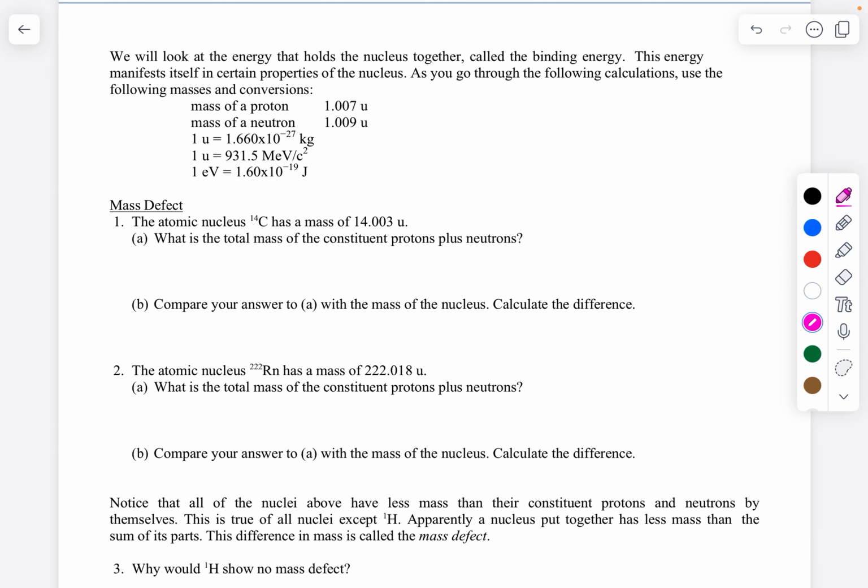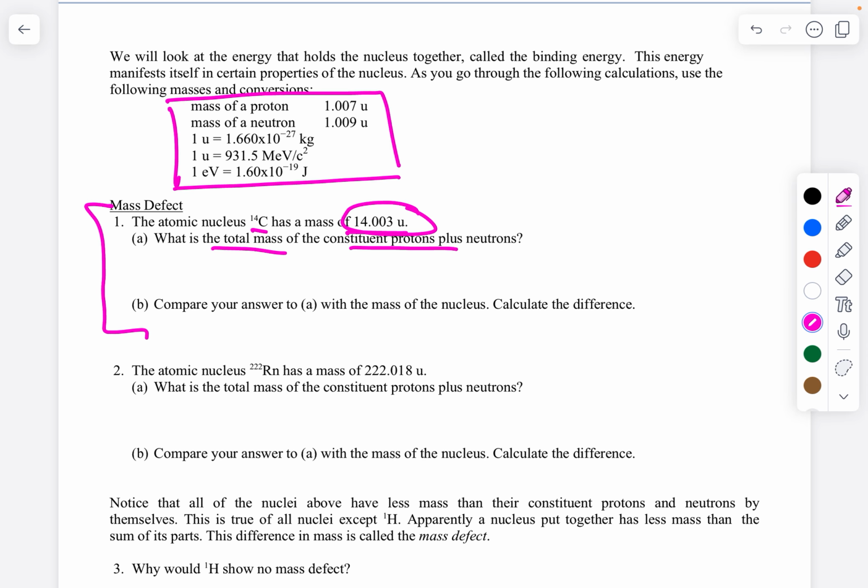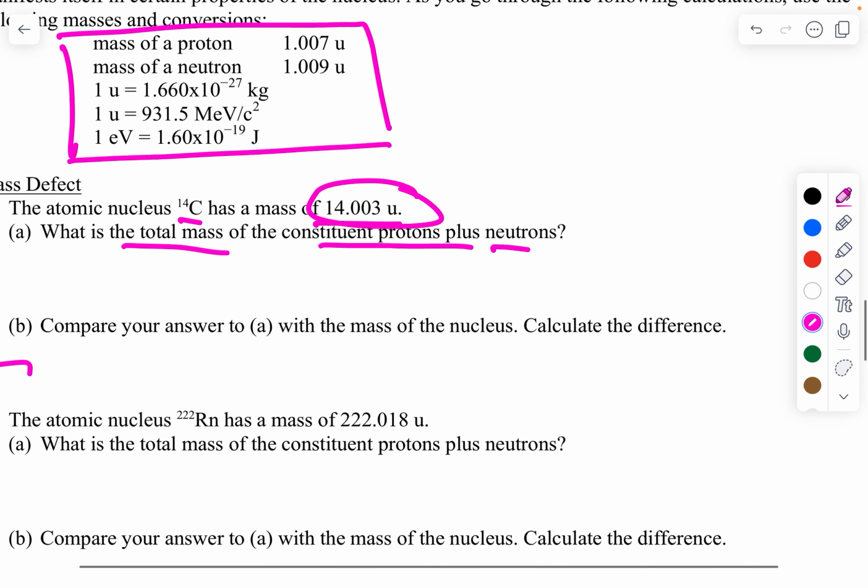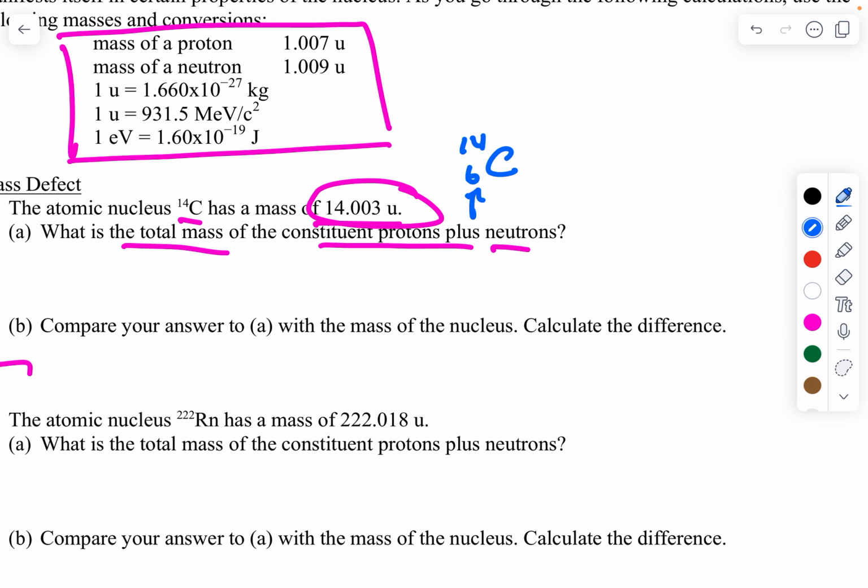Next part. I'm going to let you do this by yourself, but you need this information here, and you want to calculate everything in U's. Maybe I'll do this first part, actually. The atomic nucleus C14 has this. What is the total mass of the constituent protons plus neutrons? Here we know that carbon 14 has 6 protons, because of the atomic number.